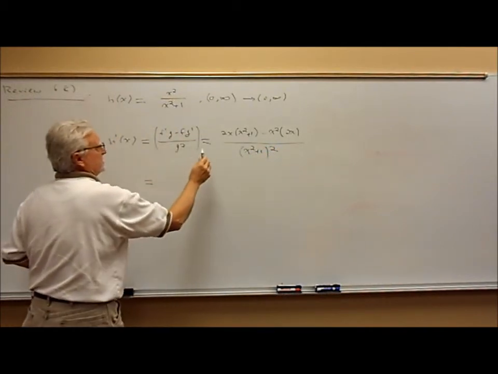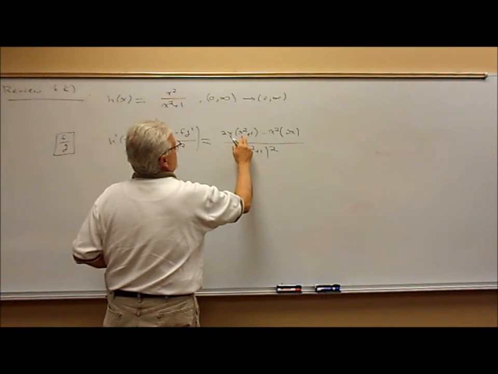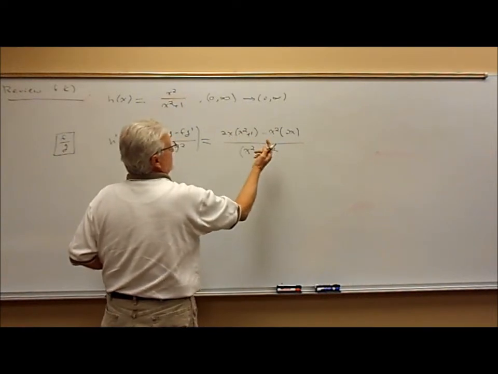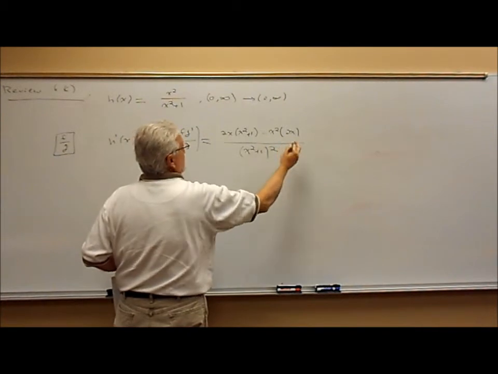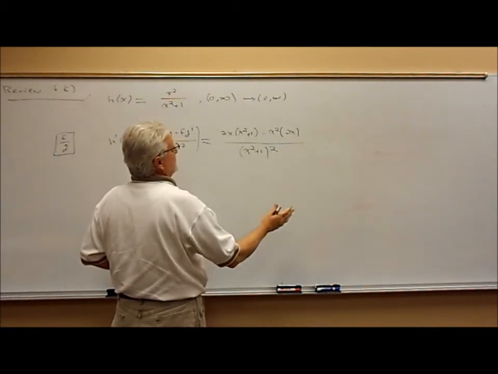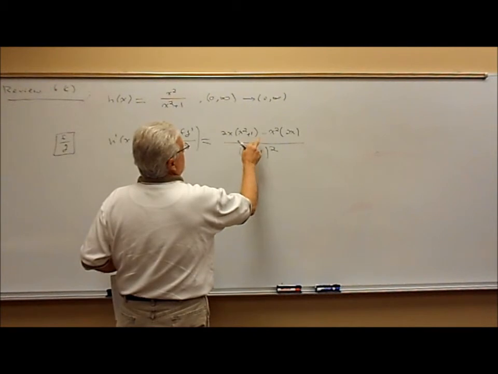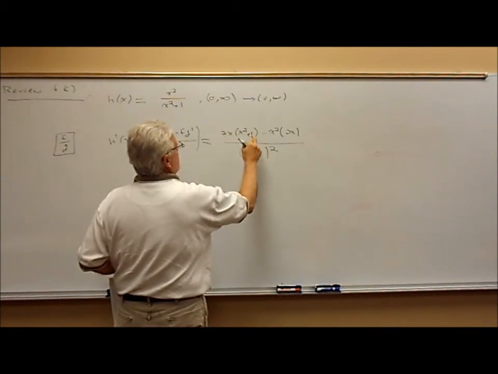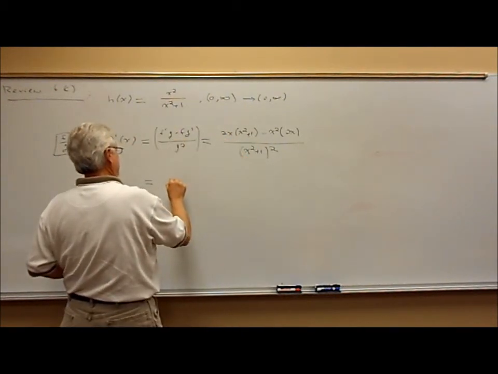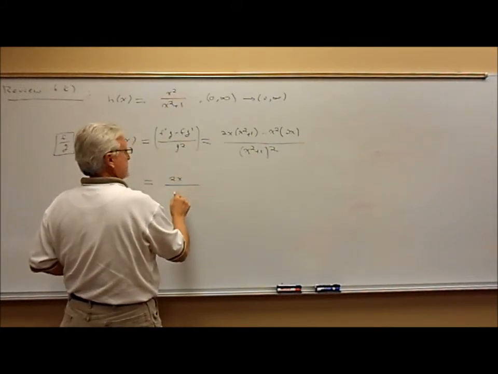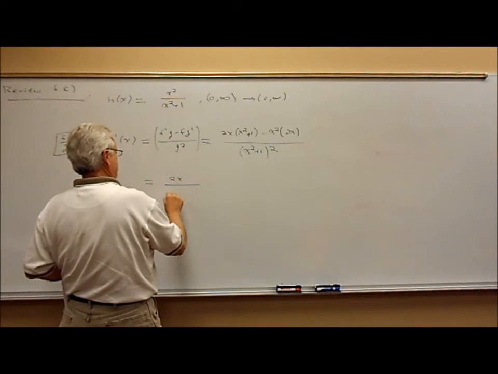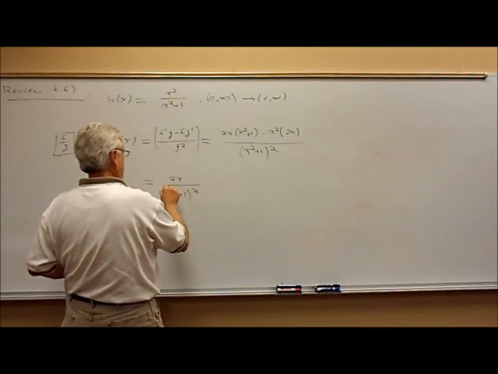So calculating away here, I have a 2x times x squared, which gives me a 2x cubed, and I have a minus x squared times 2x, which is a minus 2x cubed. Those cancel each other out and leave me with the term 2x times 1 upstairs. And downstairs, this denominator, x squared plus 1 squared.